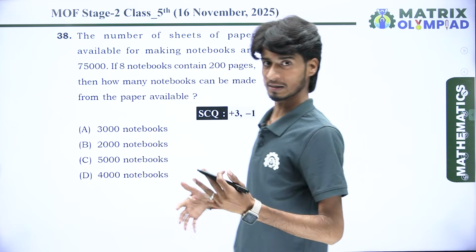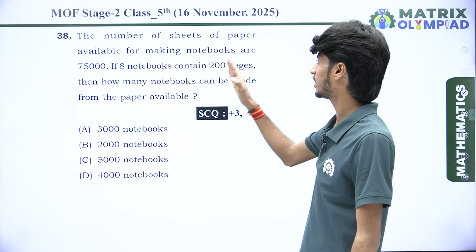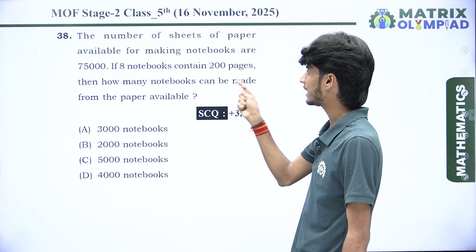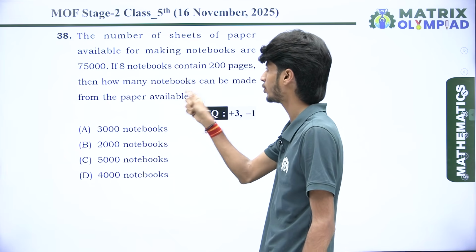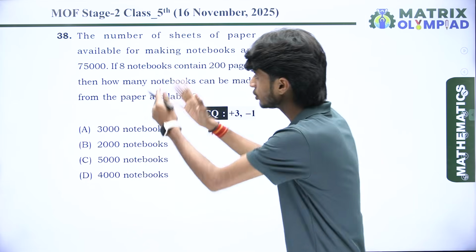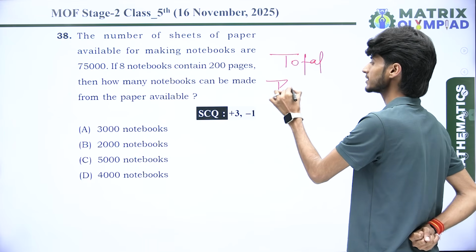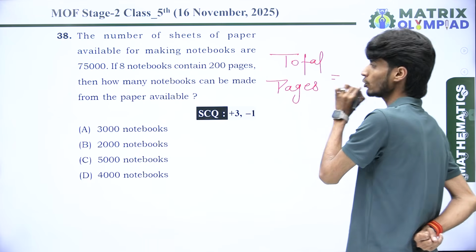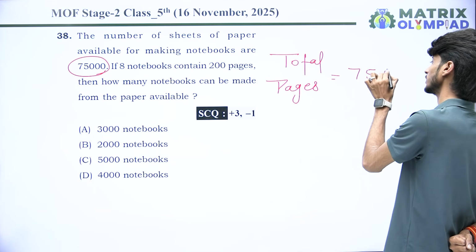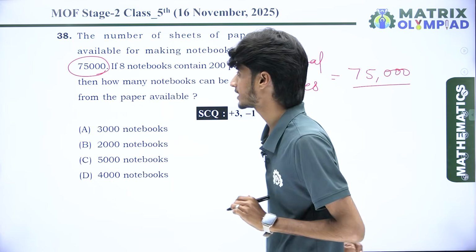So now we have question number 38, dear student, and what does it say? The number of sheets of paper available for making notebooks is 75,000. If 8 notebooks contain 200 pages, then how many notebooks can be made from the paper available? That means the total pages are equal to 75,000. How many pages are there? There are a total of 75,000.